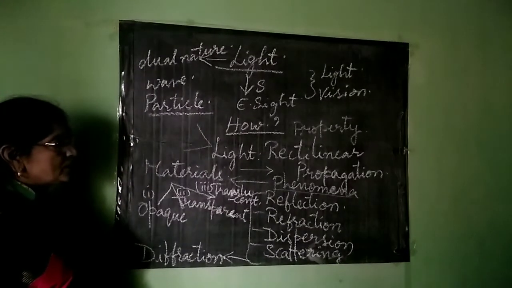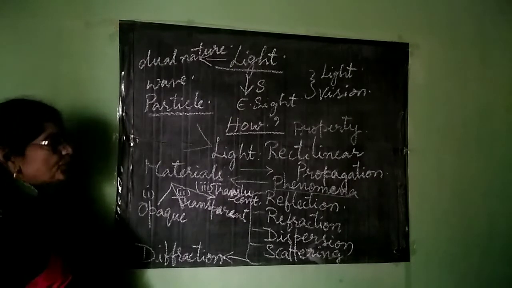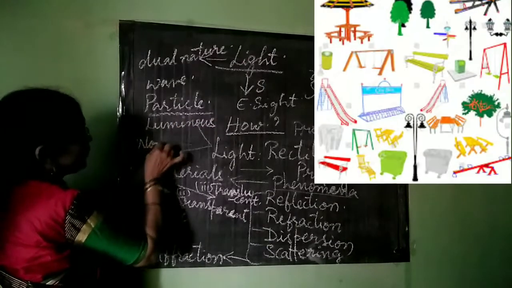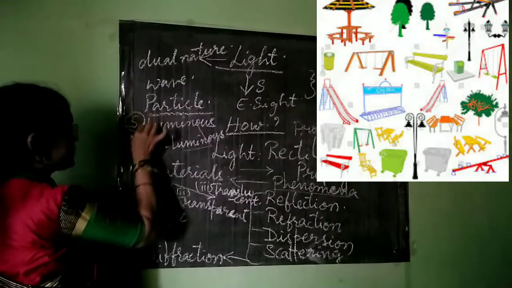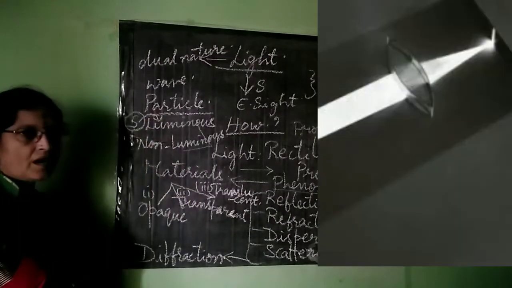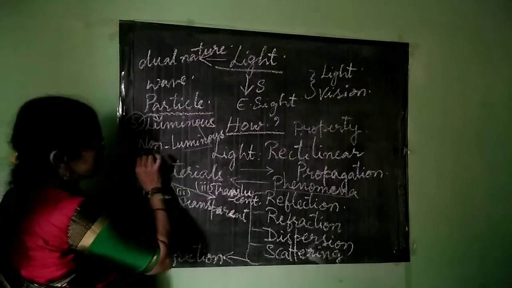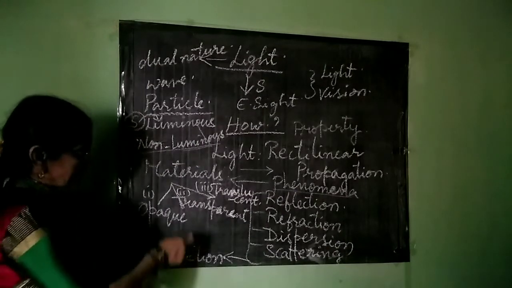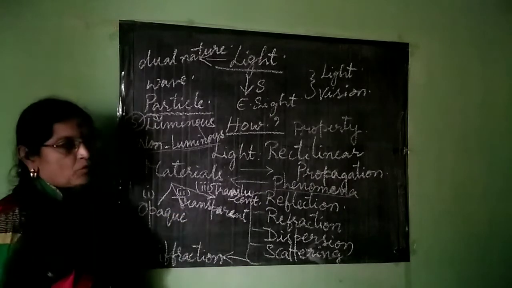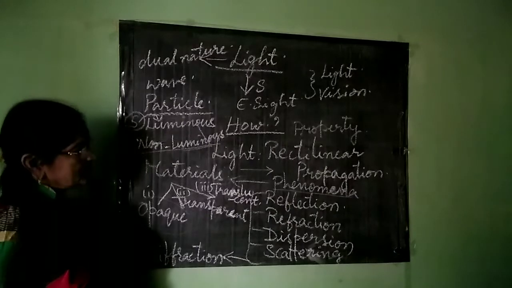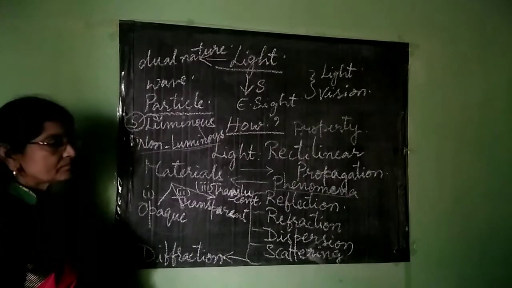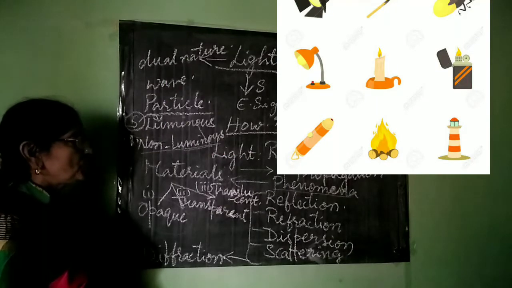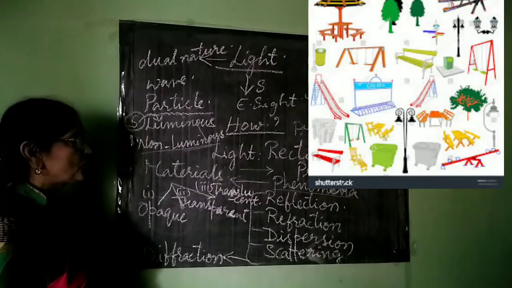Basing on the source, all the materials can again be classified into 2. One is luminous and another one is non-luminous. The materials which give out light are known as luminous sources or luminous bodies. Non-luminous bodies do not give out or produce light. Mostly the non-luminous bodies are opaque bodies. Luminous examples are the sun, stars, fireflies, which are all self-luminous, and even candle and bulb, which are artificial luminous bodies. Non-luminous bodies are wood, stone, tree, human body.